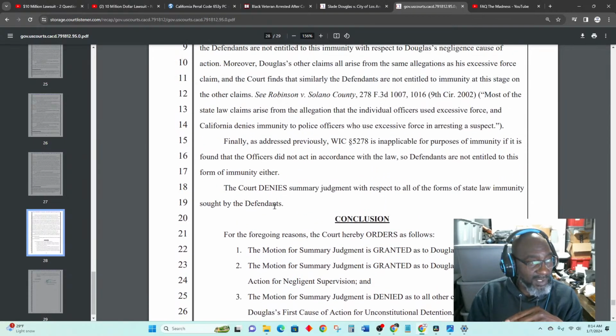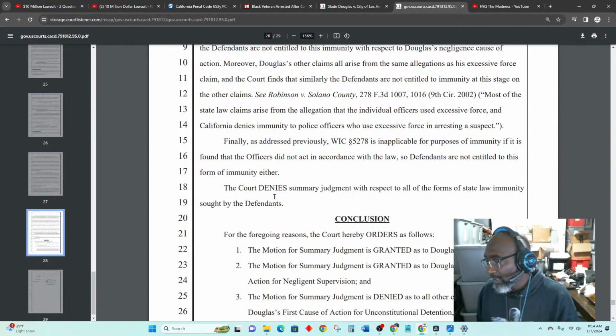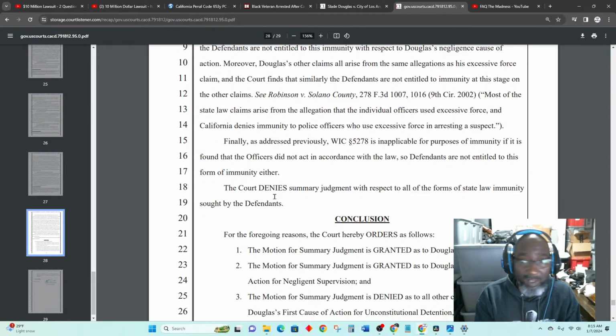But just above the conclusion, it says the court denies summary judgment with respect to all of the forms of state law immunity sought by the defendants, which is where the qualified immunity portion comes. Now, I have been seeing multiple people talking about qualified immunity lately. I know it's always been on the table as far as what people think about it, whether the officer should have qualified immunity and all of those kind of things. And there are two pieces of prerequisites or requirements that need to be in place.